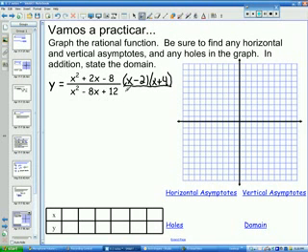Okay, so hopefully you've had a chance to factor this. This one we should get x minus 6, x minus 2. Okay, so the first thing I notice is we have an x minus 2 on top and an x minus 2 on bottom. So the hole is going to be at x equals 2.